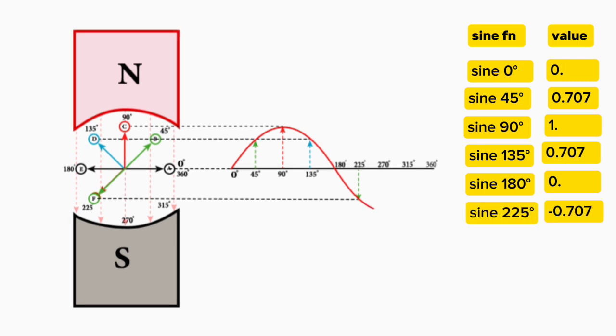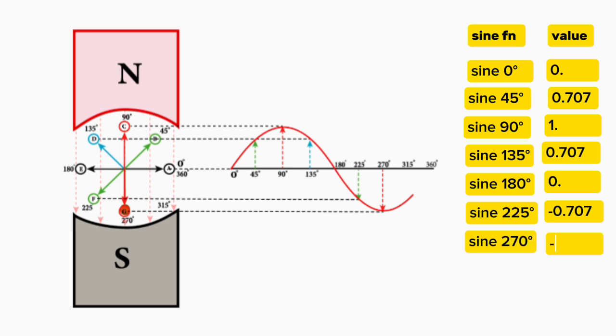Similarly, the 270-degree position is the mirror of 90 degrees, but in the opposite direction. Here, the conductor moves across the magnetic field lines from left to right, cutting the maximum number of flux lines in reverse. This produces the maximum negative voltage, just as sine 270 degrees equals minus 1.